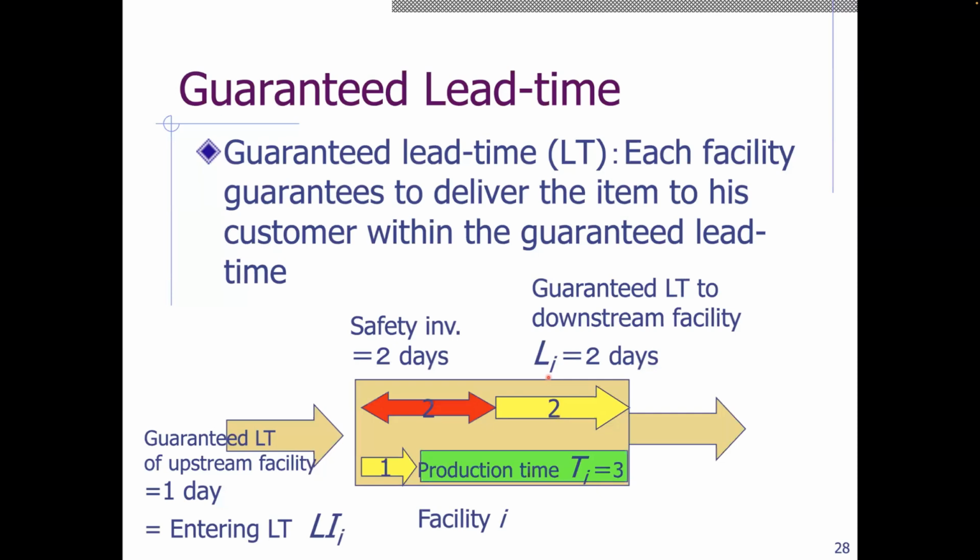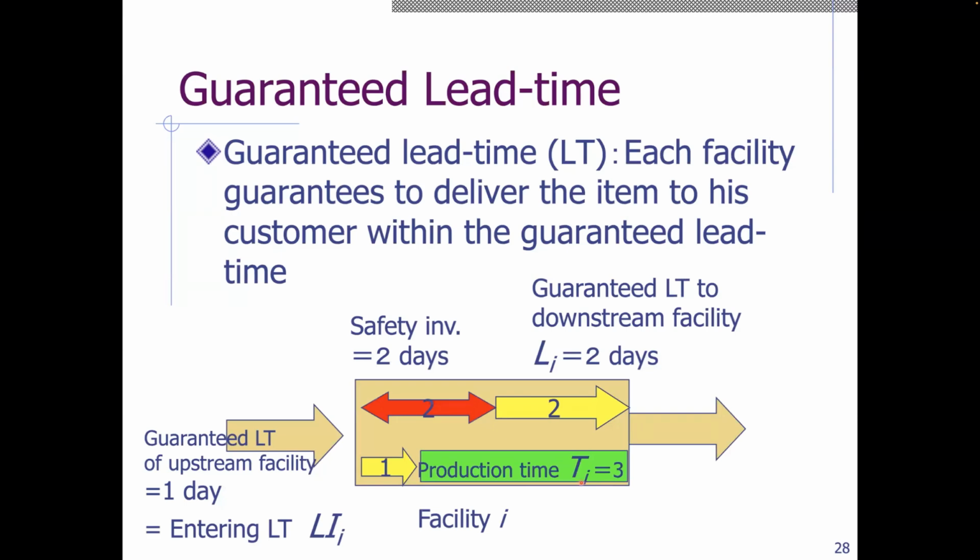This facility has another lead time called the entering LT, that is the GLT of its predecessor or upstream supply facility. In this example, the entering LT of facility i, represented by a yellow arrow in the lower left corner, is 1 because its predecessor has GLT 1 day. The facility has a given constant production time, that is the amount of time that elapses from the instant that the item or product arrives until it is ready to ship. In this example, it is represented by a green rectangle in the lower right corner and it is 3 days.